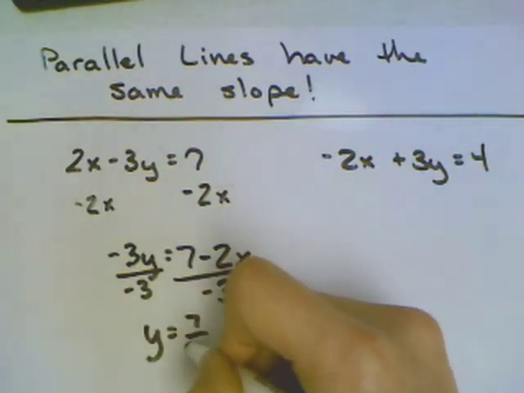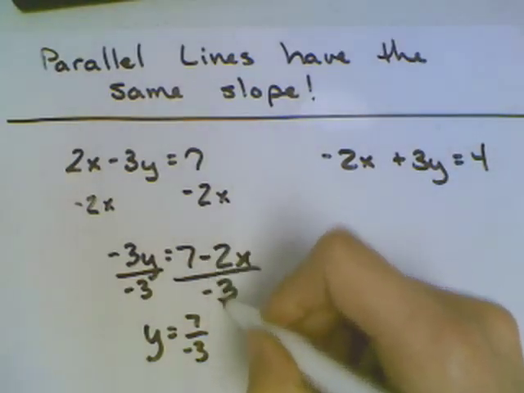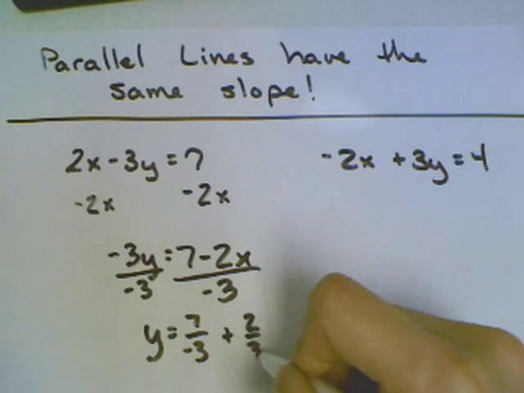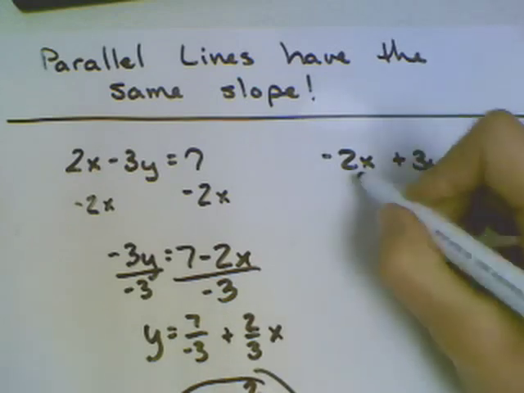Y equals 7 divided by negative 3 is negative 7/3. Negative 2 divided by negative 3 is a positive 2/3 x. So the slope here is 2/3.